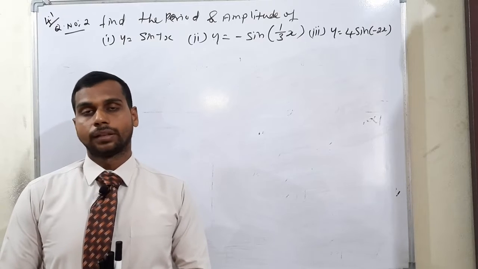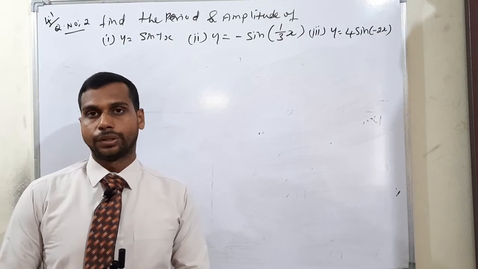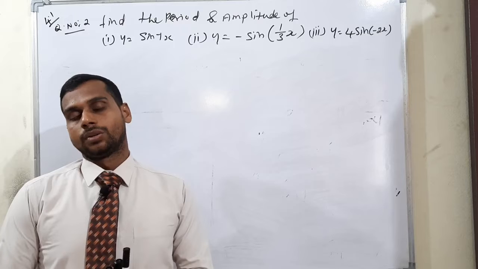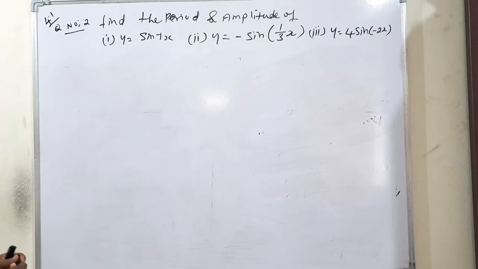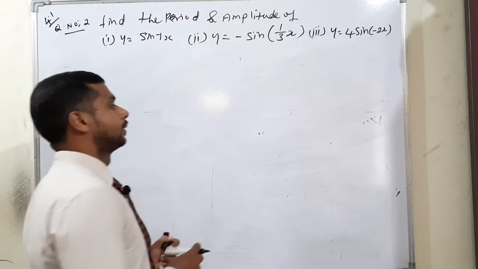Welcome to Max class. In this session, we are going to continue with exercise questions and related examples. Now moving to exercise 4.1, question number 2. What is the question? Find the period and amplitude. Three subdivisions are given, so we can discuss them one by one.